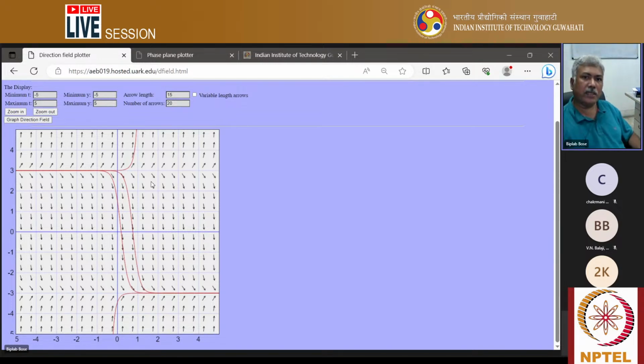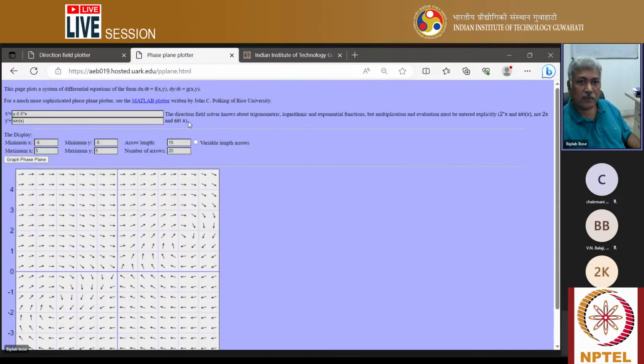Similarly, for a two-dimensional system, as we have discussed in the lecture, please follow the lecture and then use this phase plane plotter. The phase plane plotter is for two dimensions, one dimension for x, another for y. For example, one example is given here: dx/dt is equal to y minus 0.5 times x, and dy/dt is equal to sine x. Then you decide the minimum x, maximum x, minimum y, maximum y, and click the phase plane plot.